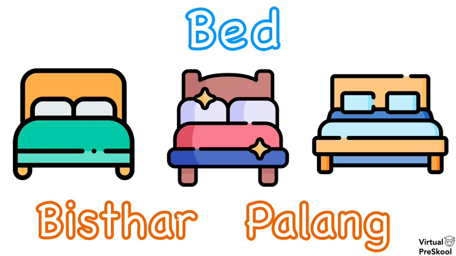So the words are used interchangeably, but there is a slight difference in their meanings. A bistar means a bed in the sense that we know it, that you sleep on every night with a frame and a mattress and nice bedding and pillows and sheets. So that's what we call a bistar in India. I just want you to understand the difference and understand that these two words can be used interchangeably.